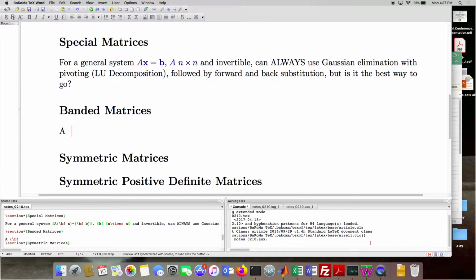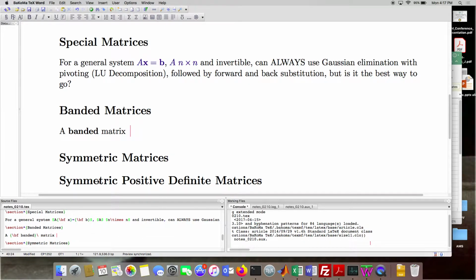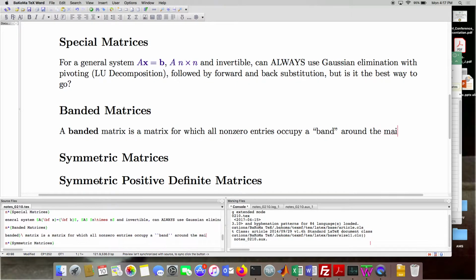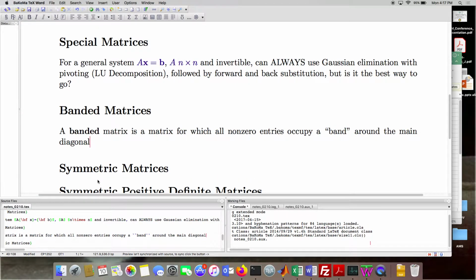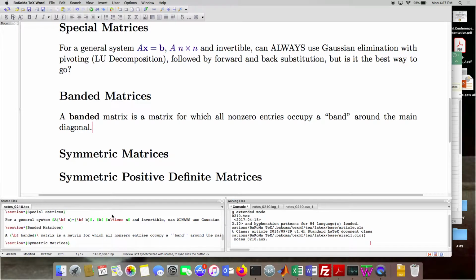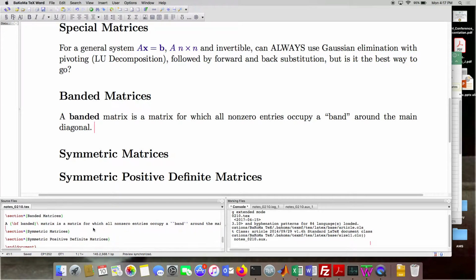Okay, so a banded matrix, well, I can't type today, is a matrix for which all non-zero entries occupy a band, if you will, around the main diagonal. So I'm going to define some terms here to make this more concrete.